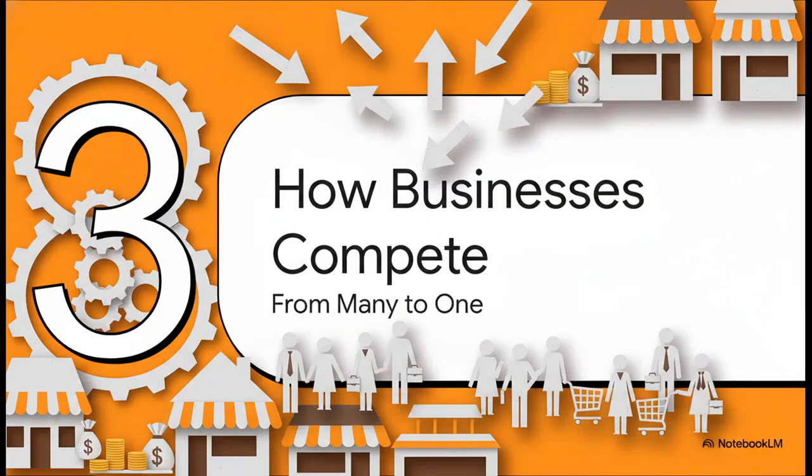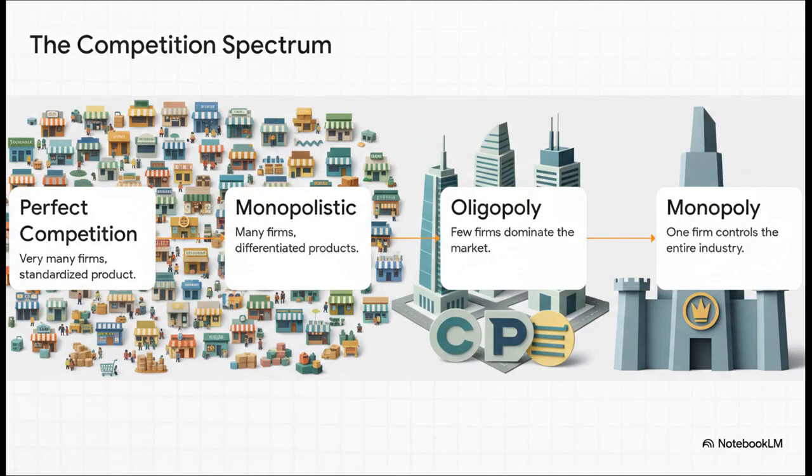Okay, so we've got the big systems down. But inside those systems, how do businesses actually compete with each other? Let's zoom in a little closer, right into the marketplace, and check out the different flavors of competition. Yeah, it turns out competition isn't just one simple thing. It's more like a spectrum. On one end, you have a zillion small businesses all fighting for your attention.